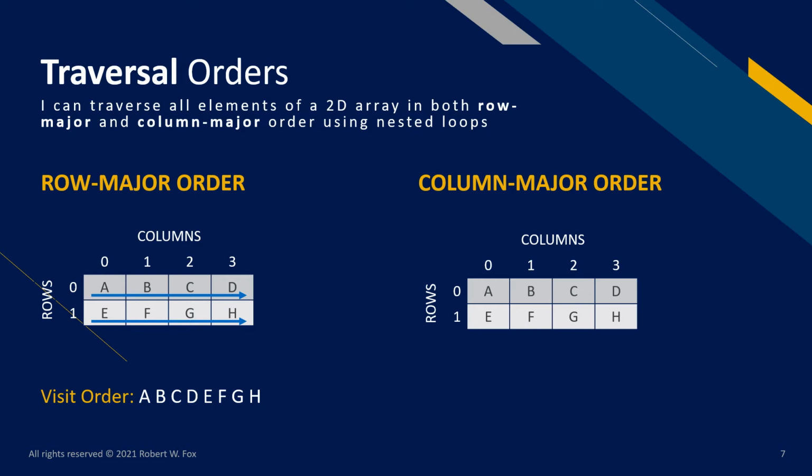Column major order accomplishes the same goal, but it does it in a different order. So rather than going down the rows, it starts by going down the columns, and starting in the upper left corner, visits A and E, the first column, then the second column, B, F, C, G, and D, H. And so again, all the elements are visited, it's just in a slightly different order. And so we're going to look at how to do both of those, starting with row major.